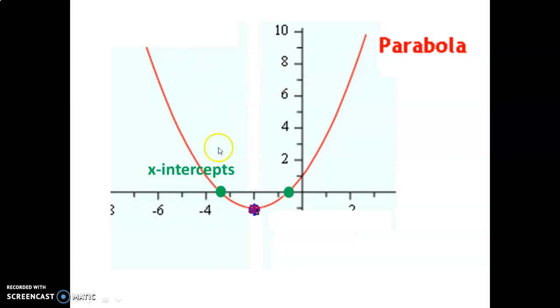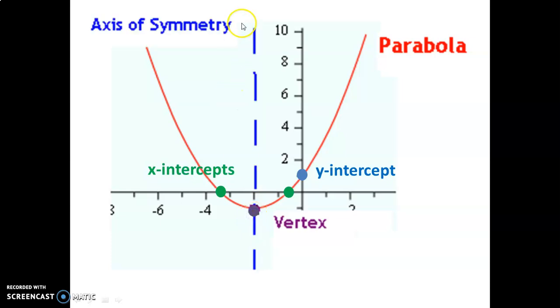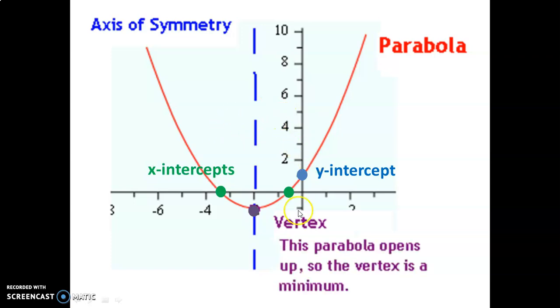It will always have x-intercepts, it will always have a y-intercept, and it will have something called a vertex, or the turning point. There is an axis of symmetry that passes through the vertex, and it makes the parabola symmetrical on either side of it. This parabola opens up, so the vertex is a minimum point, and this kind of parabola is also called concave up, because it opens up.